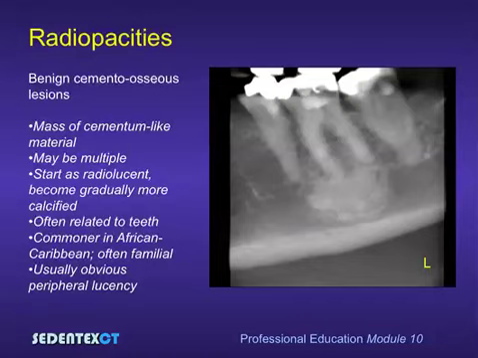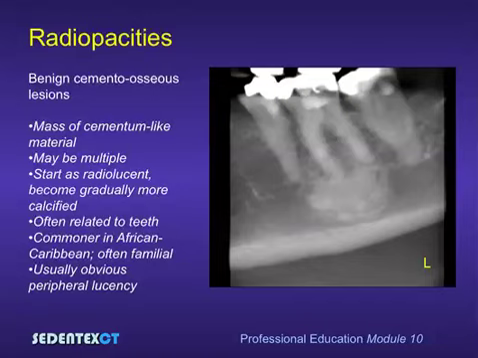Another radiopacity which may be picked up on radiography or on cone beam CT scanning is a benign cemento-osseous lesion. Here's an example on a panoramic reconstruction from a cone beam CT dataset. This is a mass of cementum-like material. They may be multiple. They tend to start as radiolucencies and gradually become more calcified. They're usually related to teeth, often having a periapical location. They're commoner in African Caribbean patients.